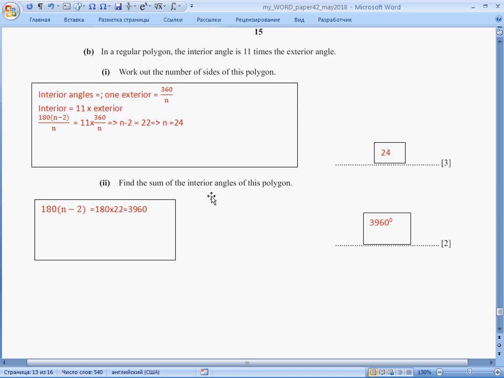Find the sum of interior angles of the polygon. So the sum of interior angles is 180 times n minus 2, n is 24, so we multiply and we get 3960. Finished.